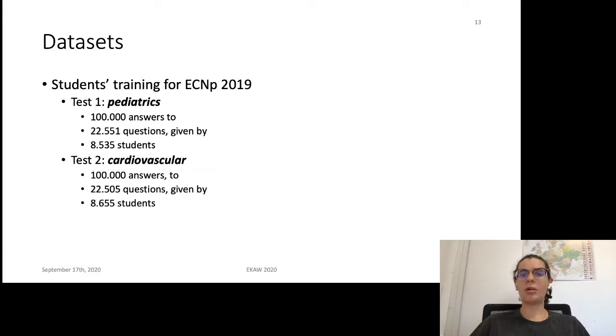So we tested our model on two different datasets. We chose to pick the learning traces of the students who took part in the national official exams in 2019. And among them, we selected a first subset of answers related to the medical specialty pediatrics and a second one related to the specialty cardiovascular.